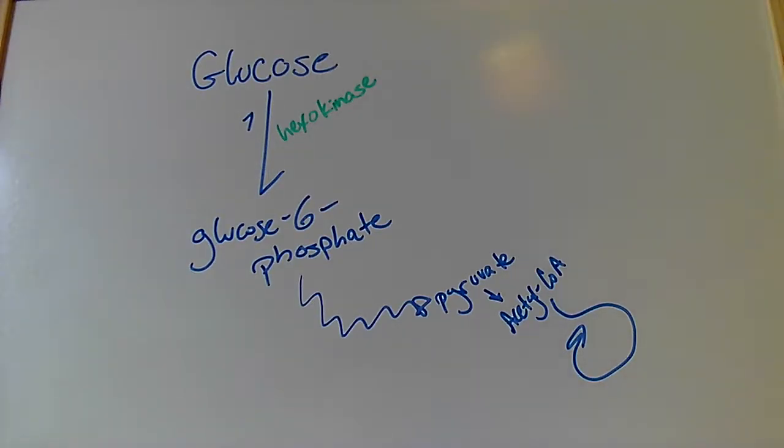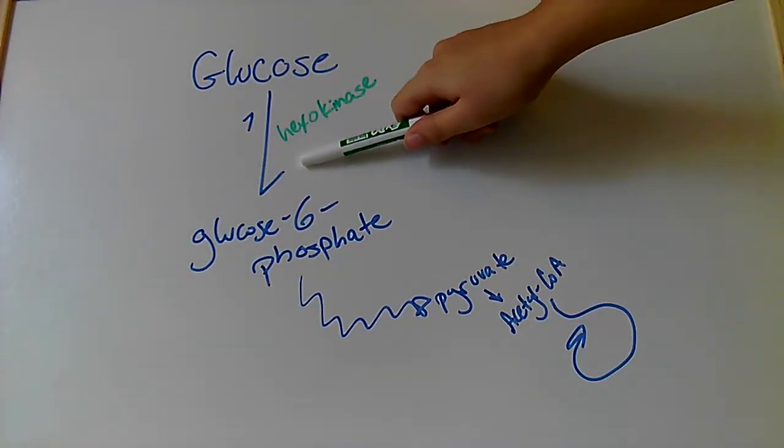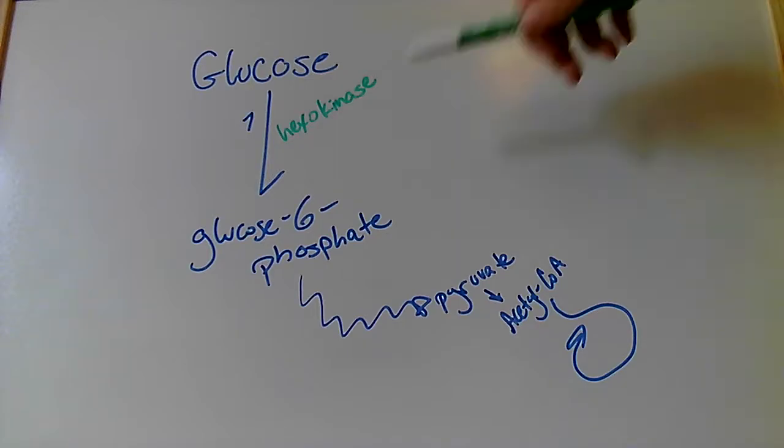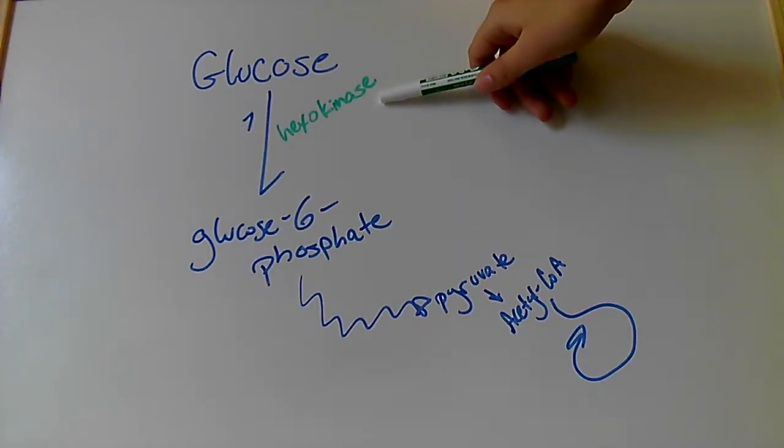All that means is that you're sticking a phosphate onto the glucose molecule in order to send it down the rest of glycolysis. By my arrow notation, you can see that this is one of the irreversible, slow, or controlled steps, okay? And it's catalyzed by this enzyme known as hexokinase, okay?